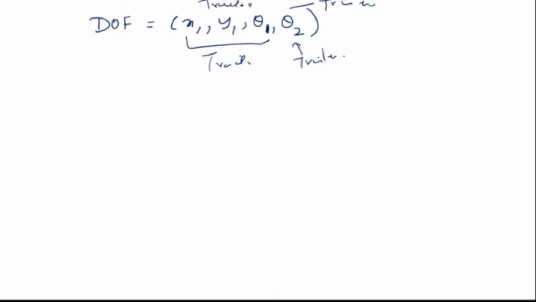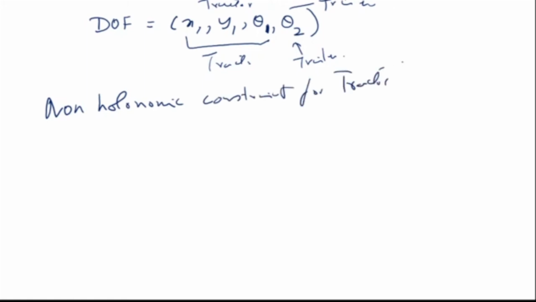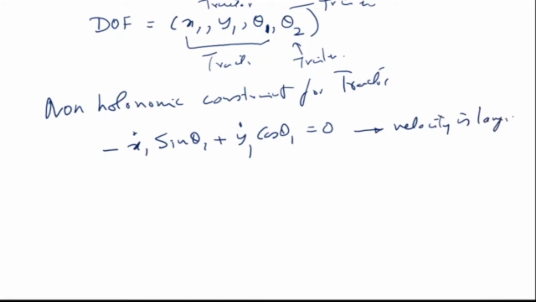Now the non-holonomic constraint for the tractor is equal to minus x1 dot sine theta 1 plus y1 dot cos theta 1 is equal to 0. This is the same non-holonomic constraint that a car has because the velocity is tangential. This we had derived in the last class. So the tractor is behaving like a car. Now what about the trailer?